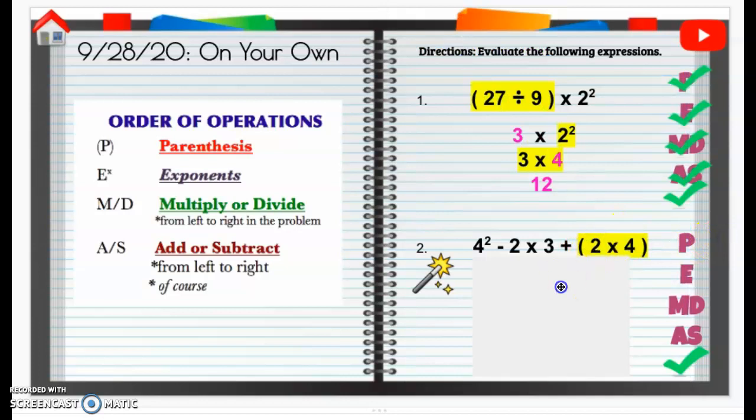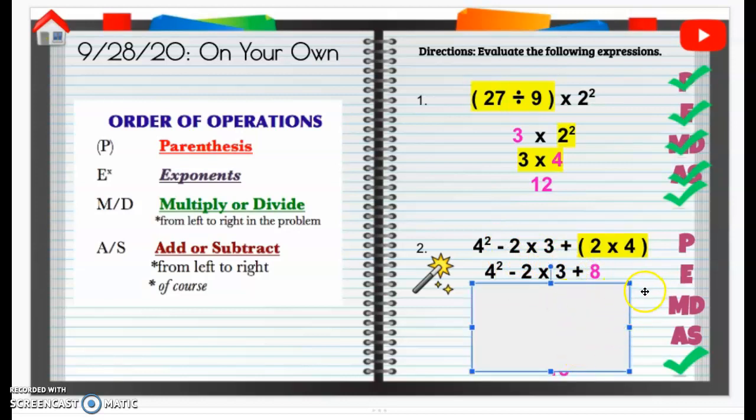Now, what is 2 times 4? Easy peasy, that's 8. So we're going to write that 8, but bring everything else down that we did not use yet. So we have the 8 is what the value of 2 times 4 is. And then we're going to bring everything else down. So that 4 squared minus 2 times 3 and that plus sign. That math operation, that plus operation.